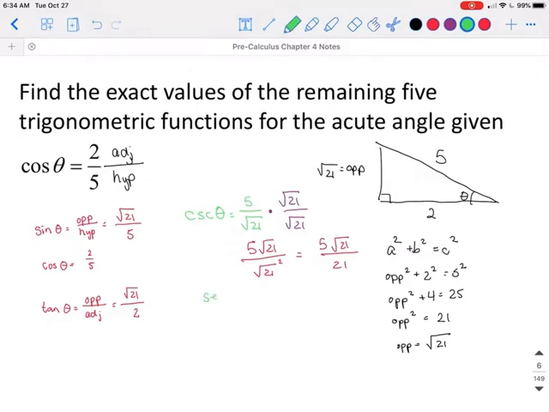To find the secant, remember it's just the reciprocal of cosine, so I can just flip cosine upside down and get 5 over 2. And to get cotangent, we already have tangent. Cotangent is just the reciprocal of tangent. So this is 2 over radical 21. But again, we cannot leave that radical 21 in the denominator, so we multiply the top and the bottom by radical 21.